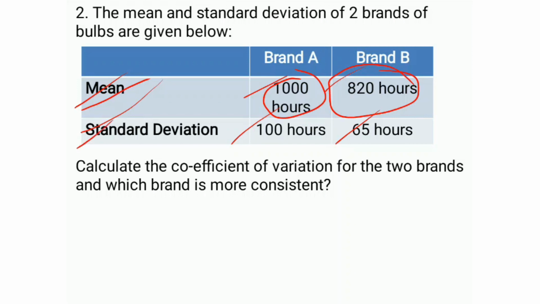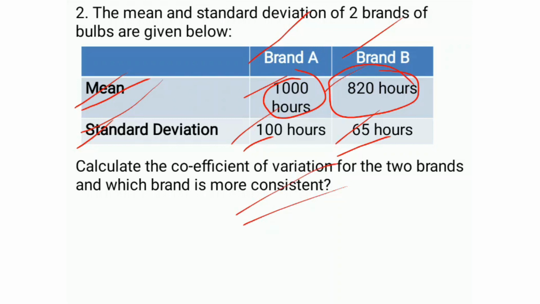What is given here is standard deviation is 100 hours for brand A and 65 hours for brand B. Standard deviation is the deviation between the variables. So deviation is more in brand A and less in brand B. With the help of these two, calculate the coefficient of variation for the two brands and say which brand is more consistent. This is what is asked in the question.